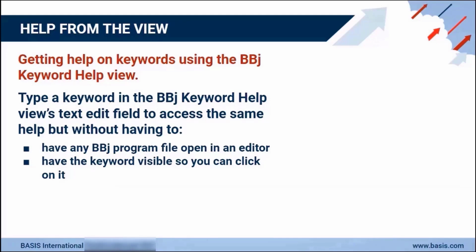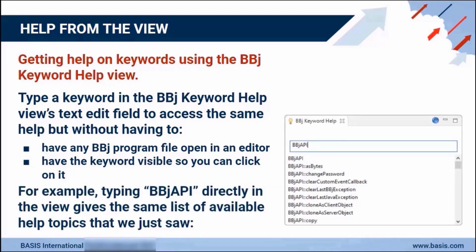This is more useful in some cases. For example, if you type BBJ API directly into the text field at the top of the BBJ Keyword Help view, you'll notice that you get the same list of available help topics below it that we saw a minute ago when you clicked on the word BBJ API in the editor. In this case, though, I don't have an editor open necessarily. I just typed something in to see what I could do. It's a search engine, and there we are.